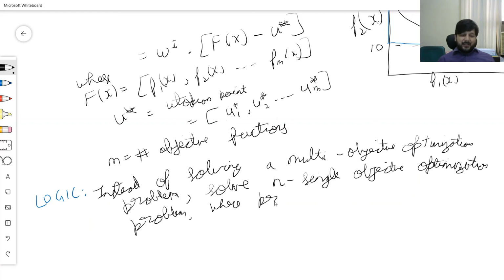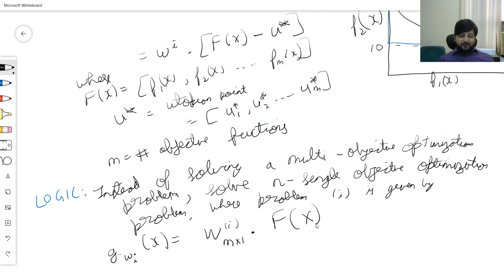where problem i is given by g_wi, where this is the first parameter, which is the weight, of x is equal to w_i, the weight vector, which of course is an m cross 1 dimensional weight vector, dotted with f(x), where f is the objective space function. So x is a decision space variable, and f of that is f1(x), f2(x), f3(x). It's objective space, so there are m variables. I take the dot product of both of them, and because I need to consider the utopian point, I subtract the utopian point.